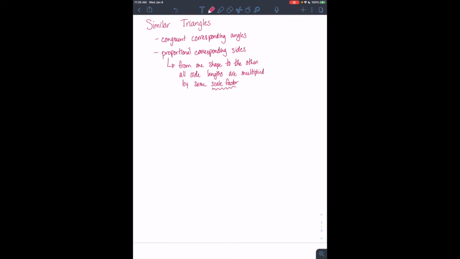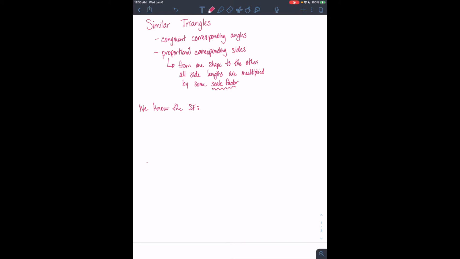So sometimes that scale factor is something that could be given to us, and there are other times when we're trying to figure out what that scale factor could be. So let's look at both scenarios. First, let's look at a situation where we know the scale factor. I'm going to write SF for short for scale factor.